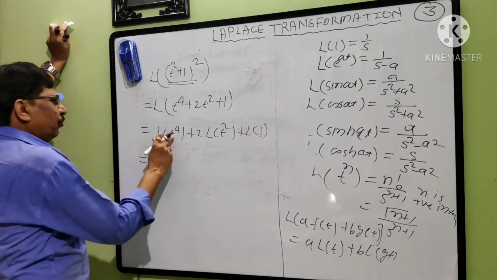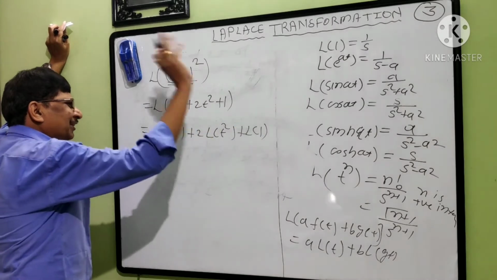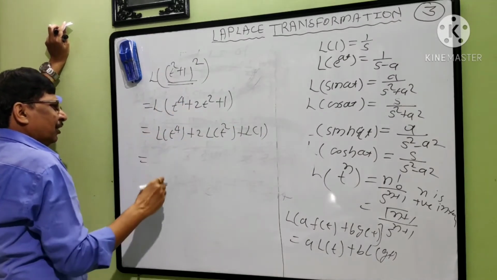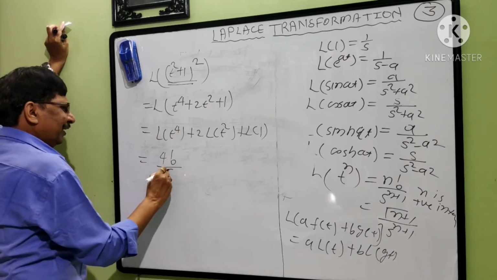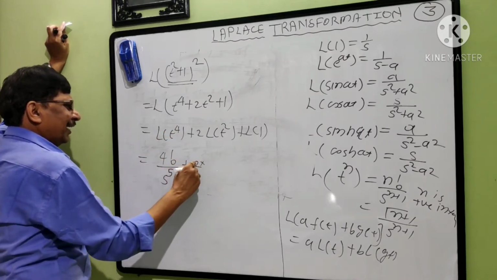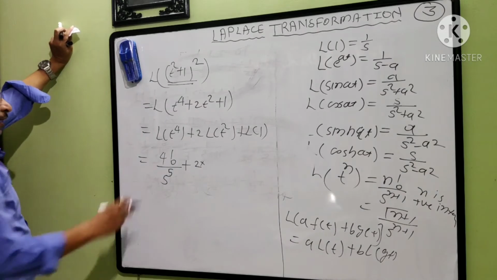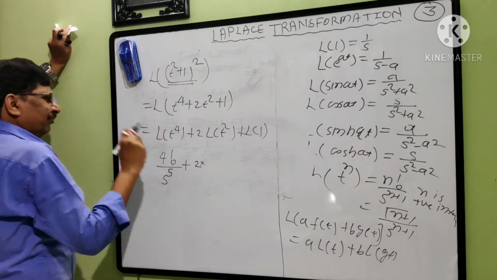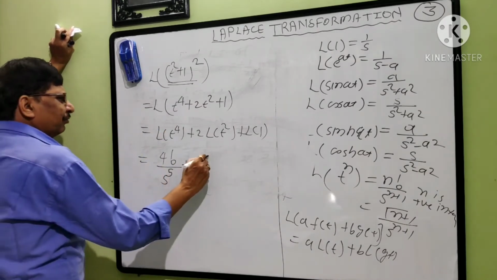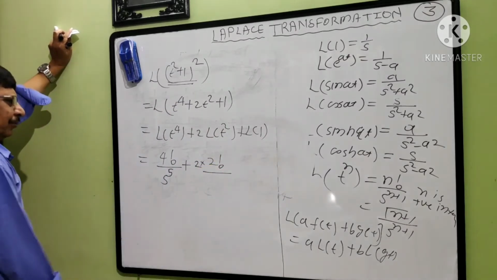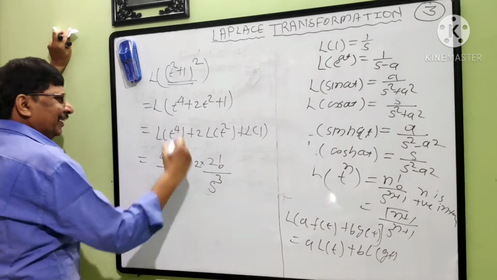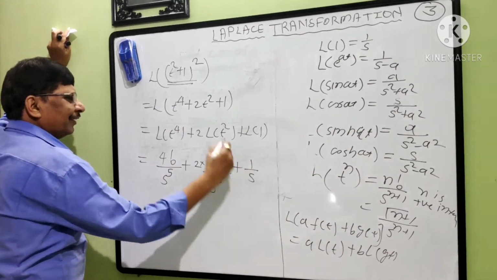Okay, now t raised to 4, positive integer powers. t raised to 4 means what? 4 factorial upon s raised to 4 plus 1, that is 5. Now I am going to write directly, you know the formula: n factorial upon s raised to n plus 1. And t square means what? 2 is a positive integer, so 2 factorial upon s raised to 2 plus 1, that is 3. And 1 is what? 1 by s.